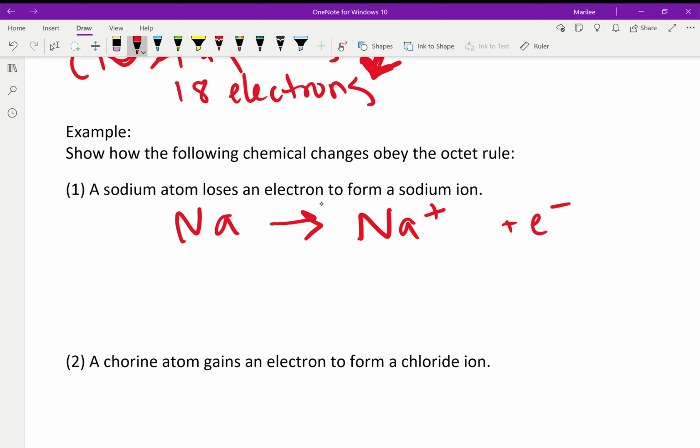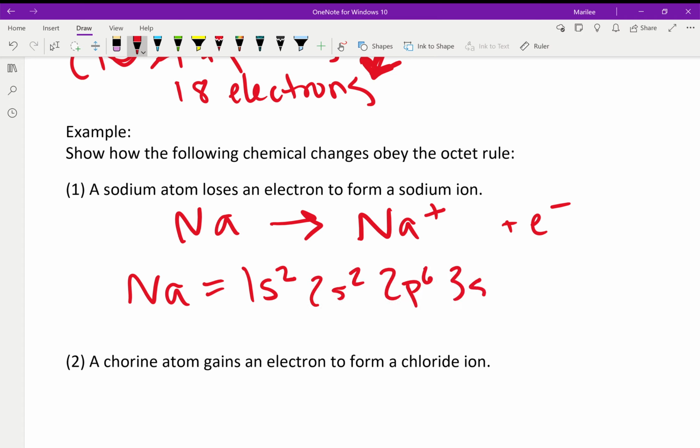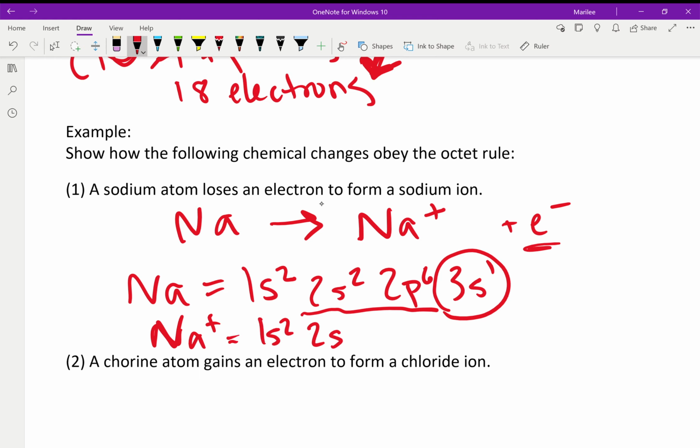That is Na is 1s2, 2s2, 2p6, 3s1. So when we lose that electron, that is losing the 3s1. So now we have our valence shell completely filled. So Na+ will be 1s2, 2s2, 2p6.